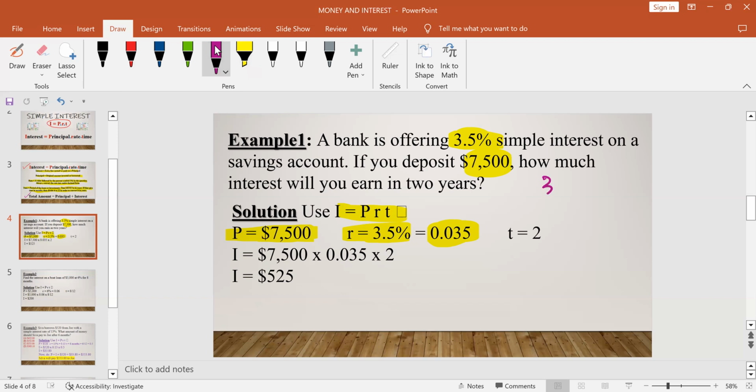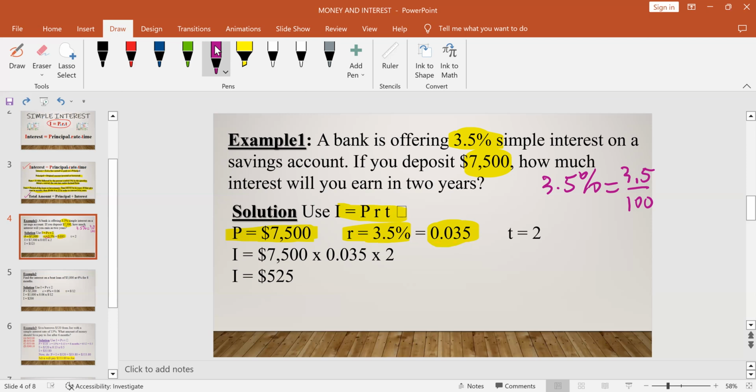So 3.5% is the same as 3.5 divided by 100. Now, dividing any number by 100 just means moving the decimal 2 places to the left. So if you move the decimal 1 place, you get 0.35. You continue, you get 0.035.